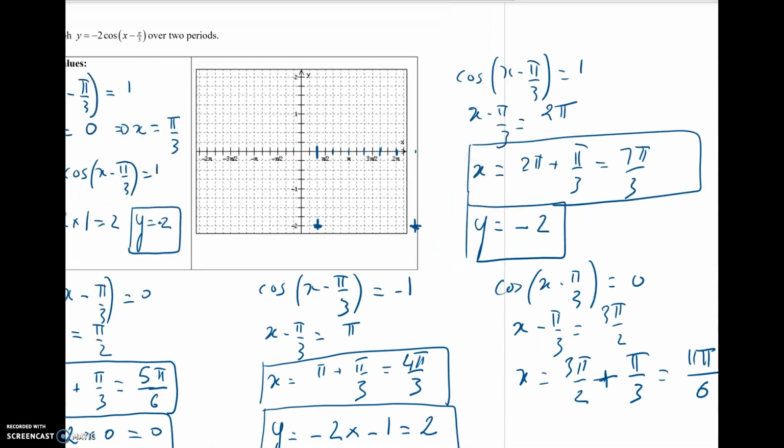Now I know that when x equals 4 pi over 3, I'm supposed to be at y equal to 2. So 3 pi over 3 is right here, 4 pi over 3 is right here, so I will be right there.